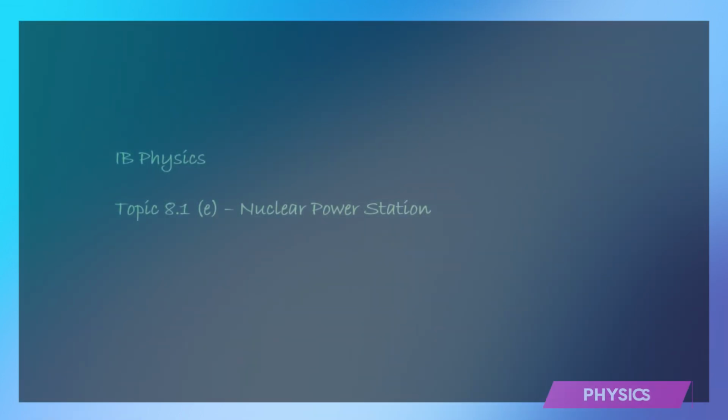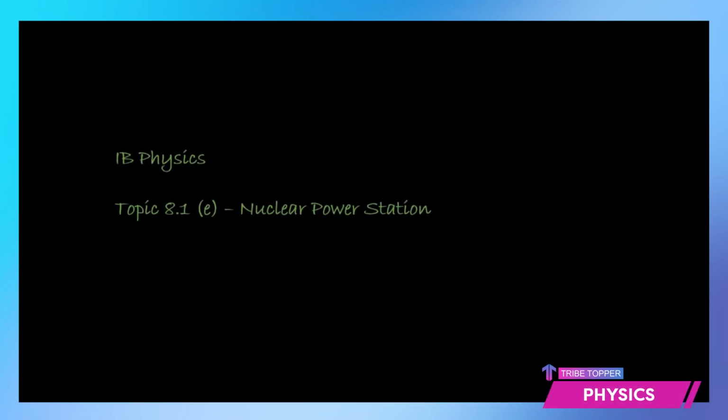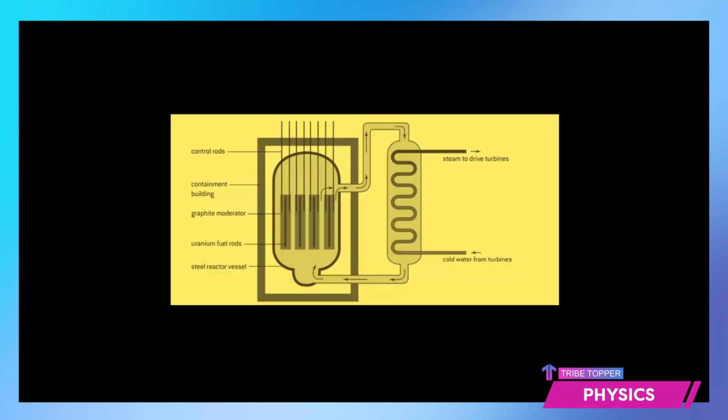In this video session, you are going to learn about a nuclear power station and how it produces electrical energy. The basic phenomenon responsible for producing energy is the heat energy that we get from a nuclear reaction. This is a nuclear reactor that you can see, and you have the uranium fuel in the form of uranium fuel rods. And this is a steel reactor vessel.